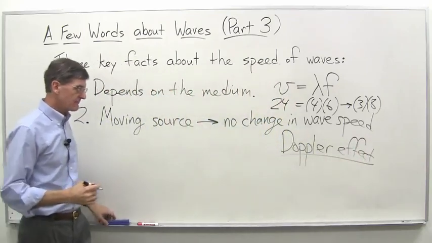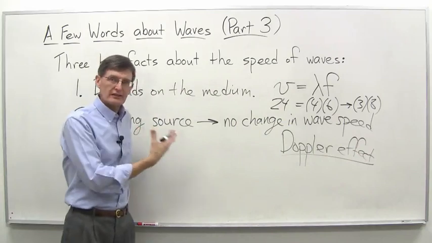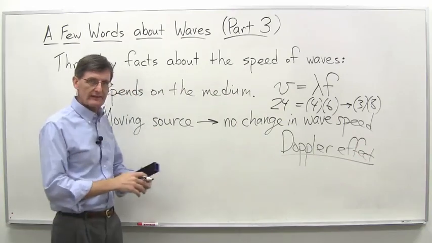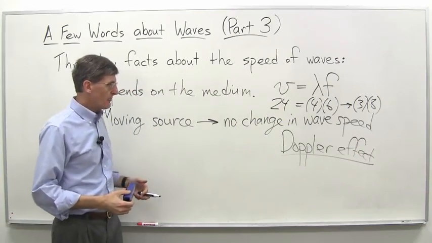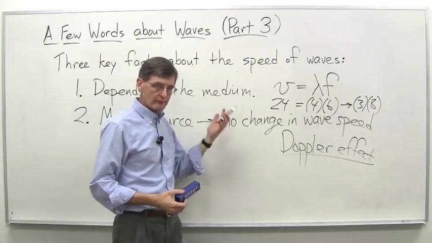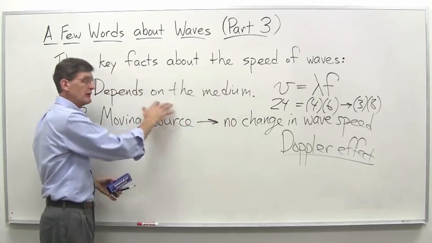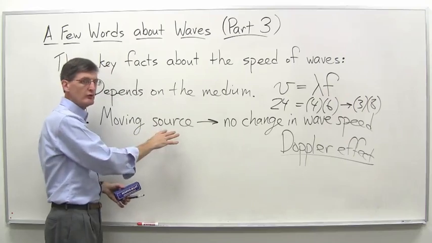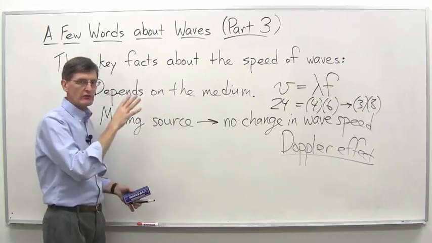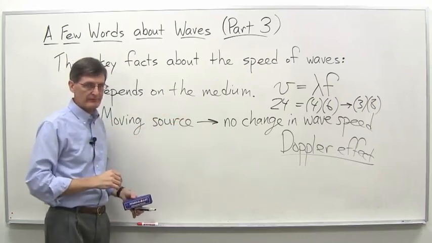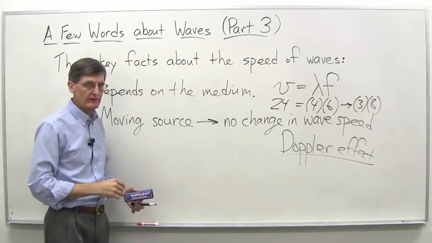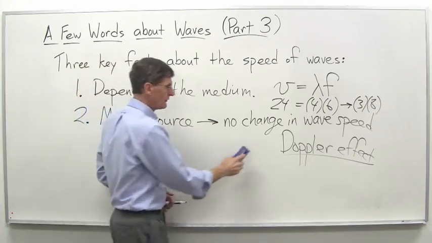There is actually a so-called relativistic Doppler effect. We're not going to get to that in this course. But the important point here is that wave speed depends on the medium. When you have a moving source, it does not change the speed of the wave through the medium. It changes other things. It changes the wavelength and frequency. Does not change the speed of the waves.